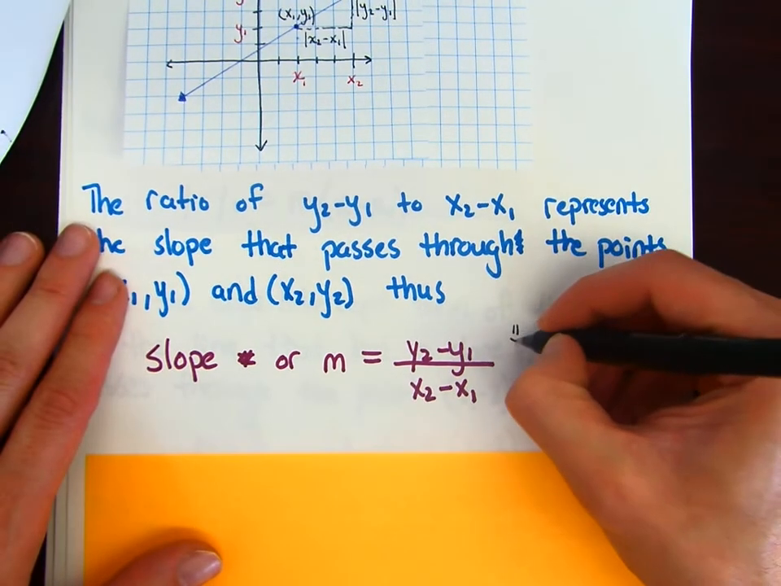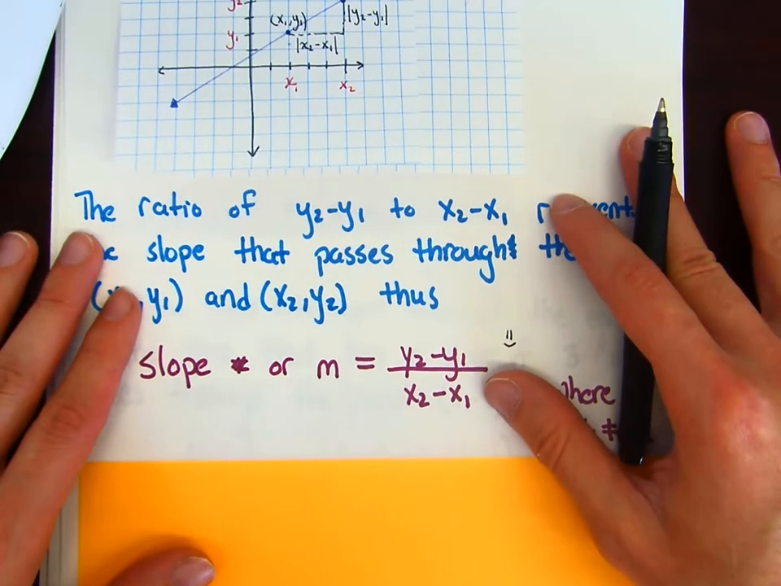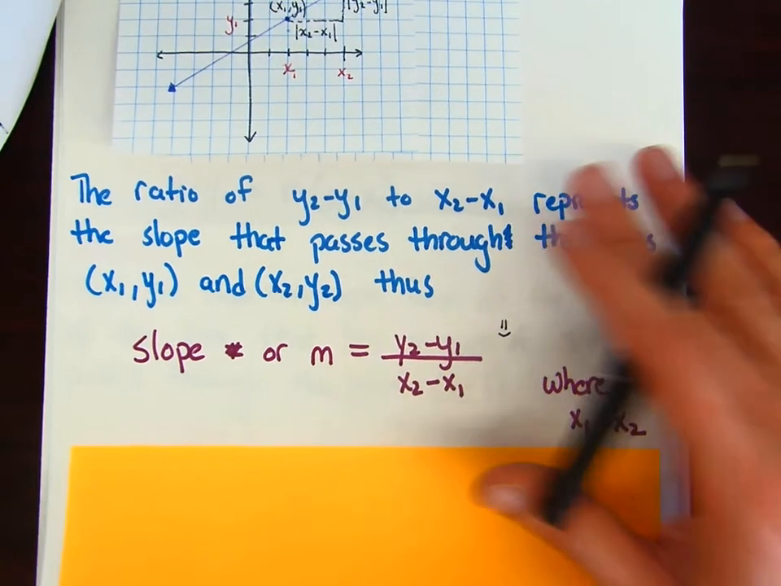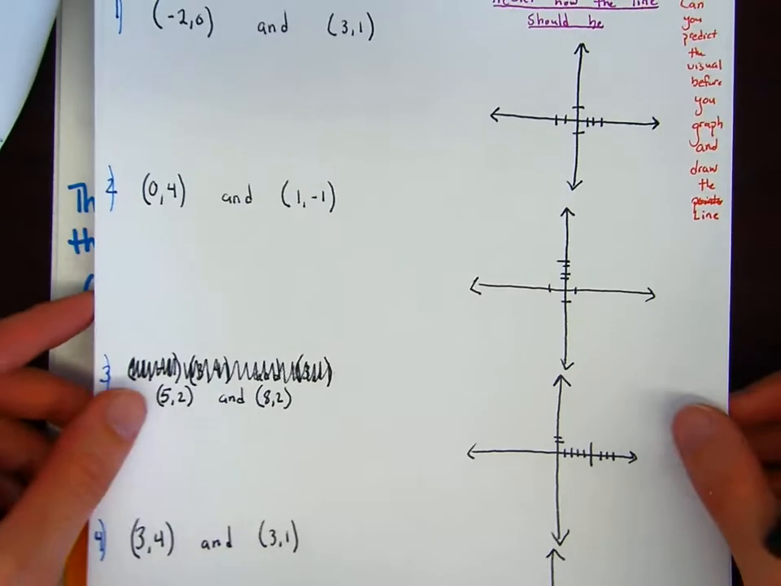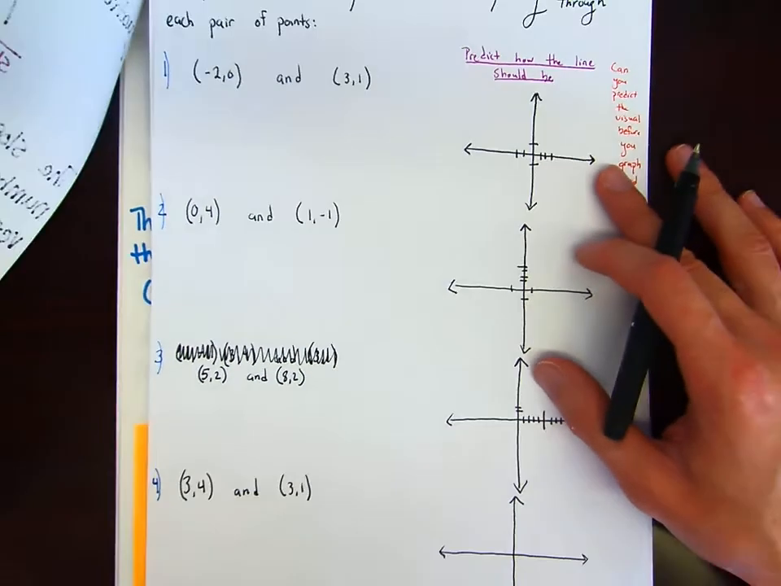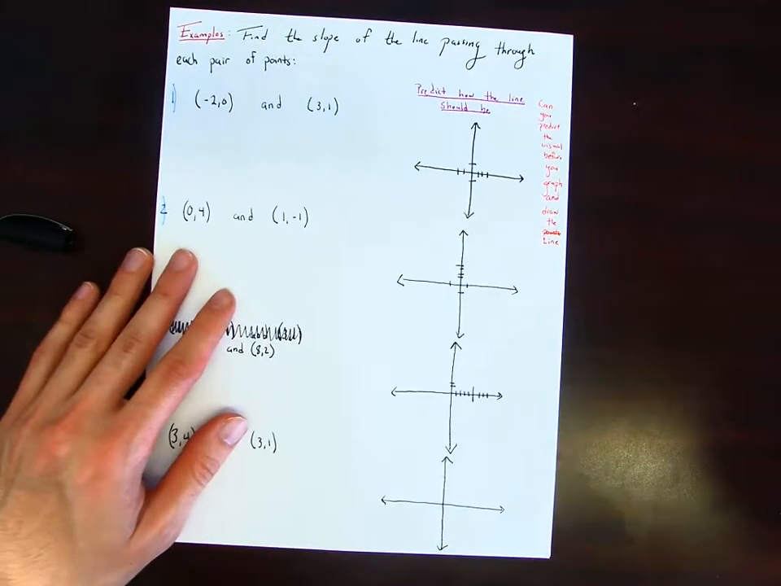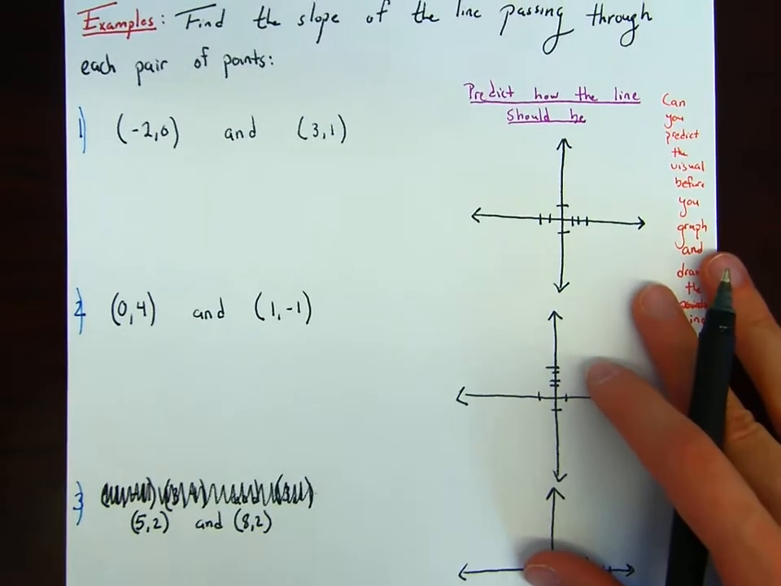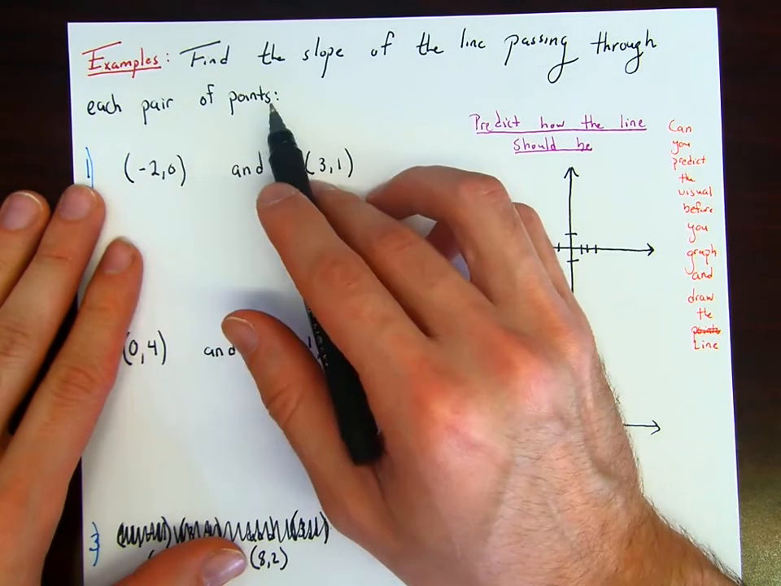Hopefully you have seen this in a previous math class, or we have some idea of slope. I'm pretty sure you have if you are in this course, but for the most part I still have to review it. So for this part, take your time and have this down. Let me move this over here. Here are 4 examples: what I'd like you to do is find the slope of the line passing through each pair of points.